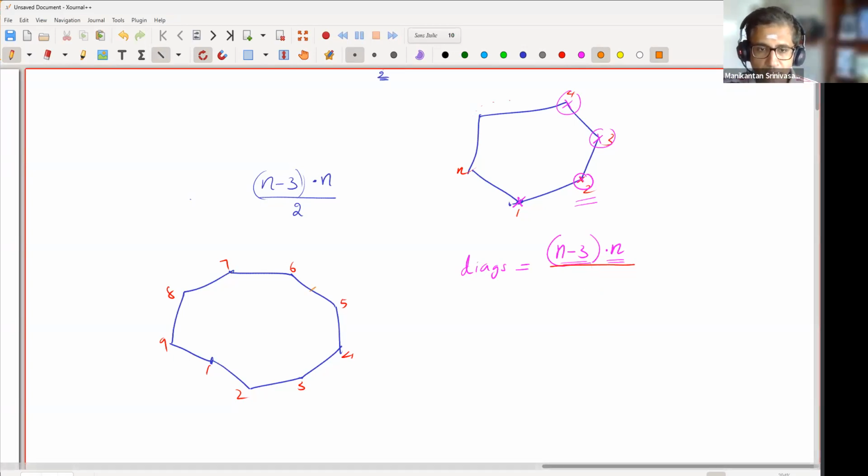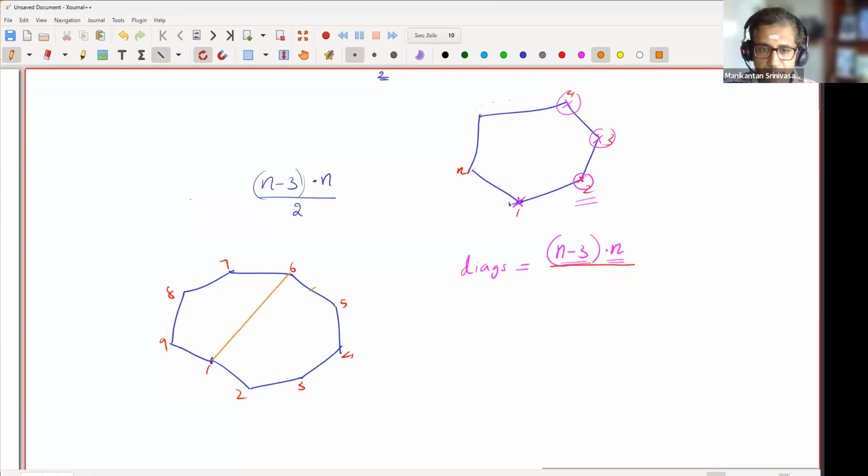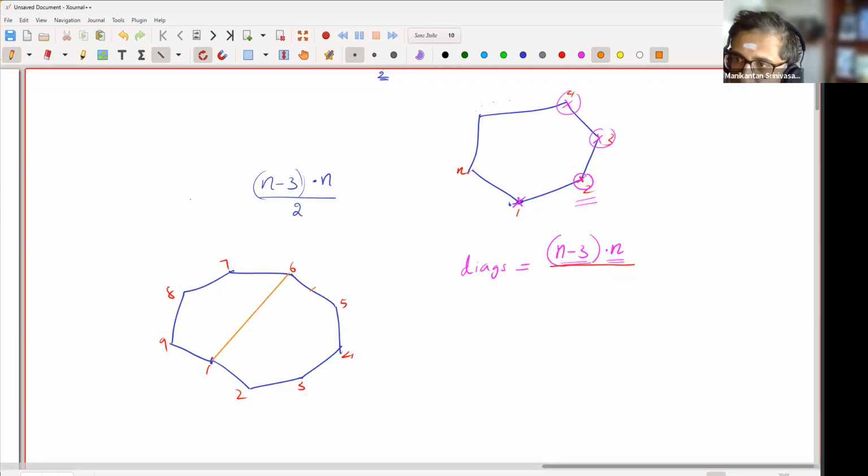Exactly. So whenever you see a divide by 2, one thing you should suspect is double counting, right? Does it make sense why you are dividing by 2? The diagonal 1 to 6 is the same as 6 to 1, but you're getting counted twice. Okay, right. So now back to the original question.